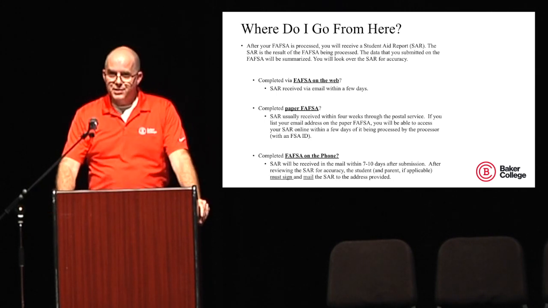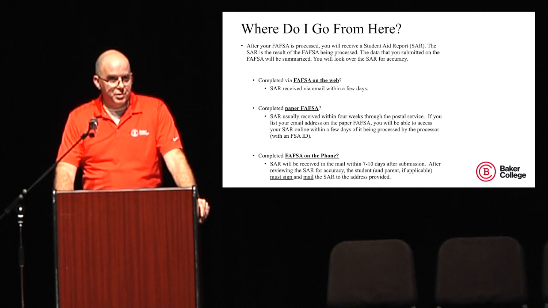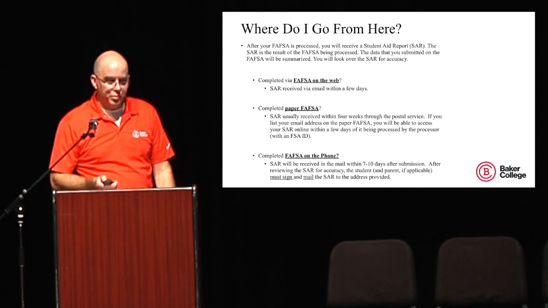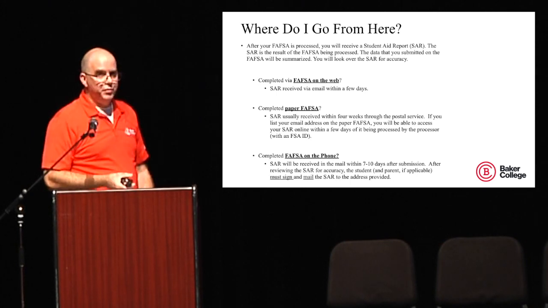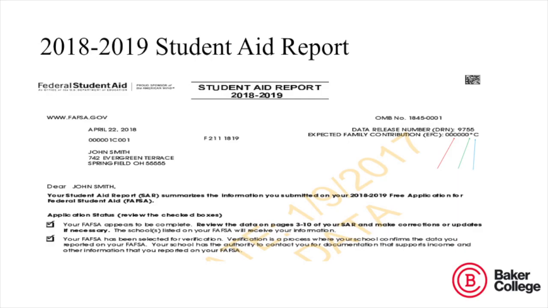If you completed the FAFSA on the web, the student aid report is going to be available usually within 1 to 5 days. The student will get an email letting them know that their student aid report is available to view. Let's look at that student aid report. Student aid report, if you printed it out, it's usually between 8 and 10 pages. We're just going to focus on the front page.